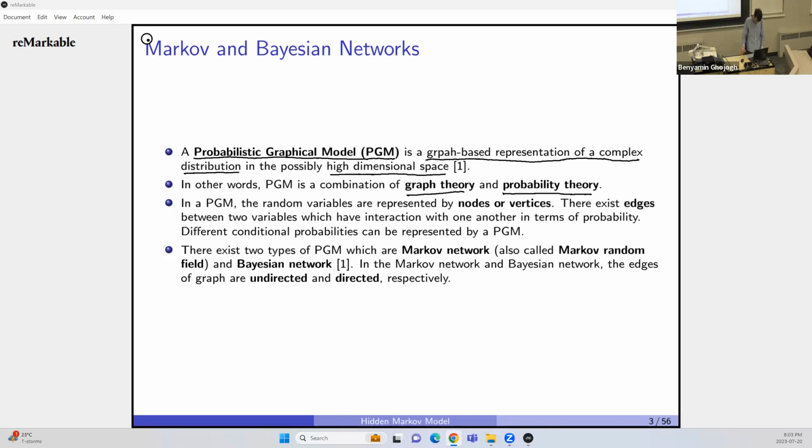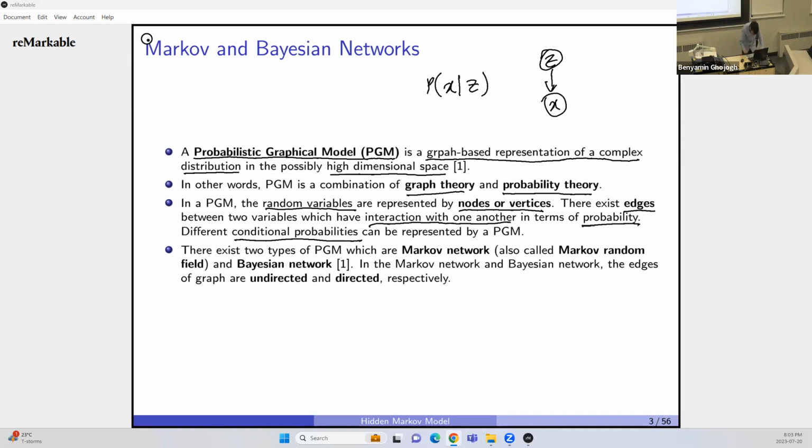In a PGM, the random variables are represented by nodes or vertices of the graph, right? And there exist edges between two variables which have interaction with one another in terms of probability. If they're related to each other in terms of probability, then we have edges between them. Different conditional probabilities can be represented by a PGM. How? For example, we saw that also in factor analysis. For example, we have Z as a latent variable where X is generated by Z. You can see that X is conditioned on Z, for example, right?